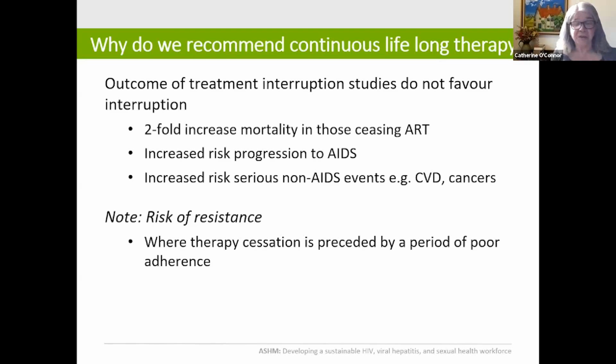When we're thinking about the risk of resistance, if people stop medication, that is, they take it one day and they stop and they're not taking it the next, then there's probably not that big a risk of resistance. But most people who cease ARV medication of their own volition will sometimes have a period of poor adherence before this, and this is when the real risk of resistance comes to the fore.